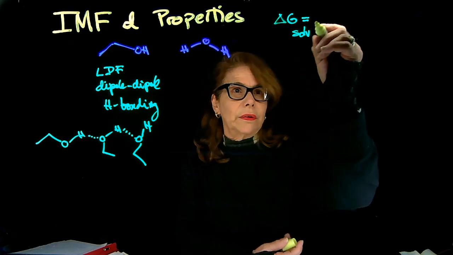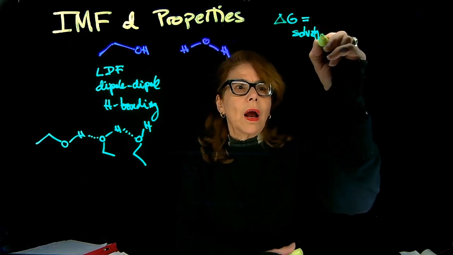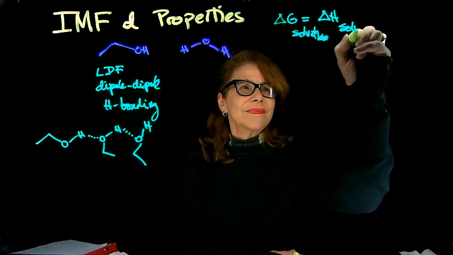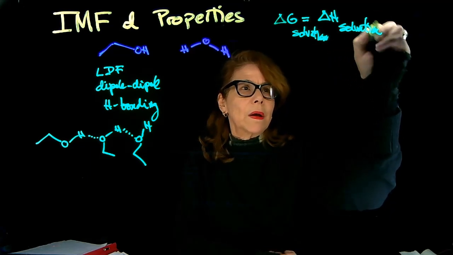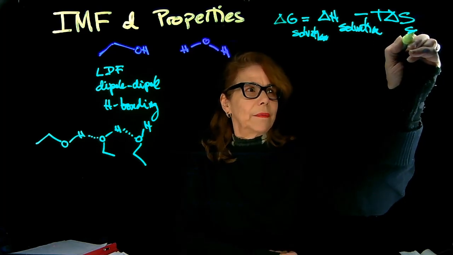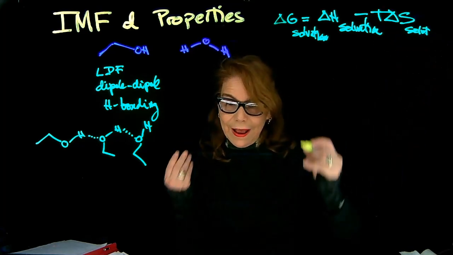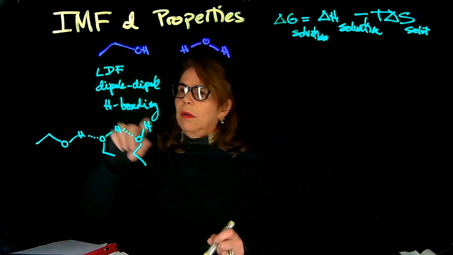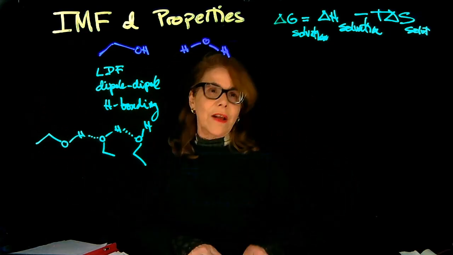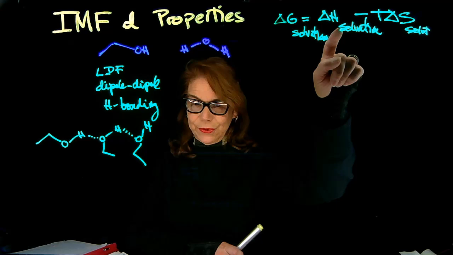So the process is governed by the changes here: delta G of solvation. It will have changes in enthalpy, and we will have changes in entropy, same of solvation. What's happening here? If I want to dissolve this in that, I will need to break these interactions. That goes into this term.